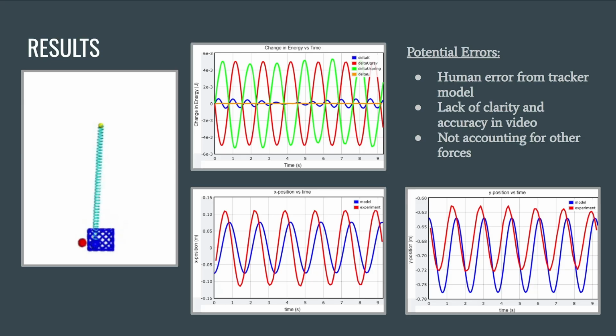Here you can see the results of the experiment with the graphs representing the changes in energy, the changes in the x position, and the changes in the y position. Possible errors can be found from human error when setting the center of mass in the tracker model, lack of clarity in the video, which makes it harder to put the center of mass in the tracker model, and also not accounting for other forces acting on the mass.